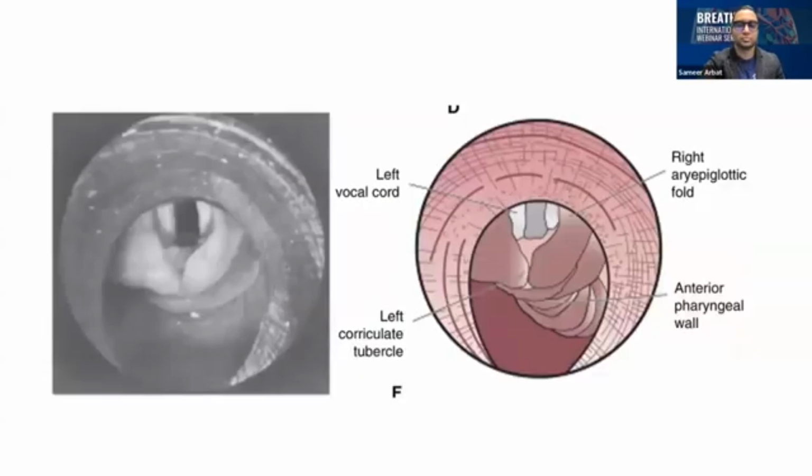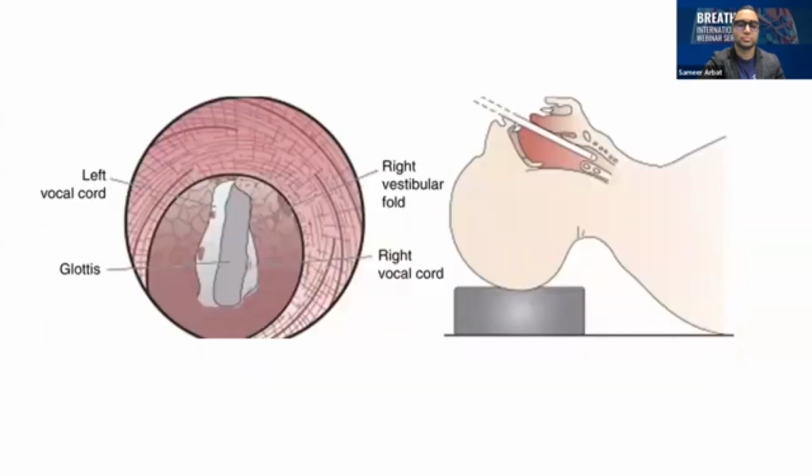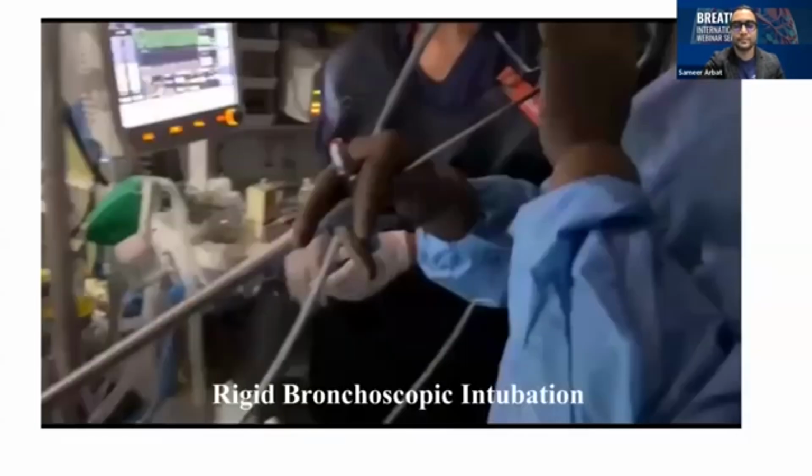The moment you see the vocal cord, you pass the rigid bronchoscope and use this bevel edge to lateralize the vocal cord and enter inside the glottis, and you position your rigid scope inside the airway. This isn't a complicated procedure. It becomes quite simple as you start doing these procedures. And this is what I was saying about the lateralization of the vocal cord.